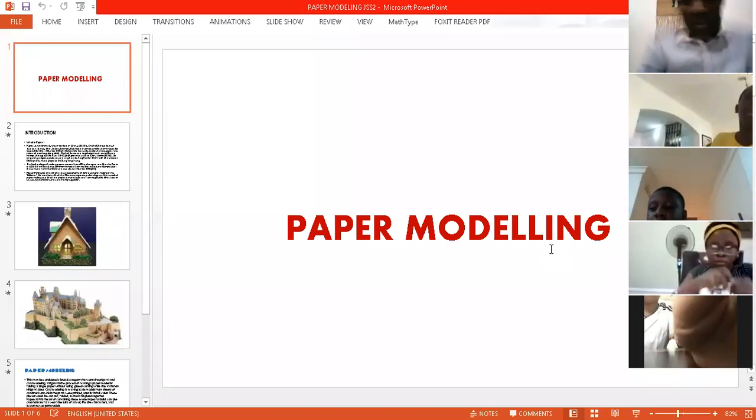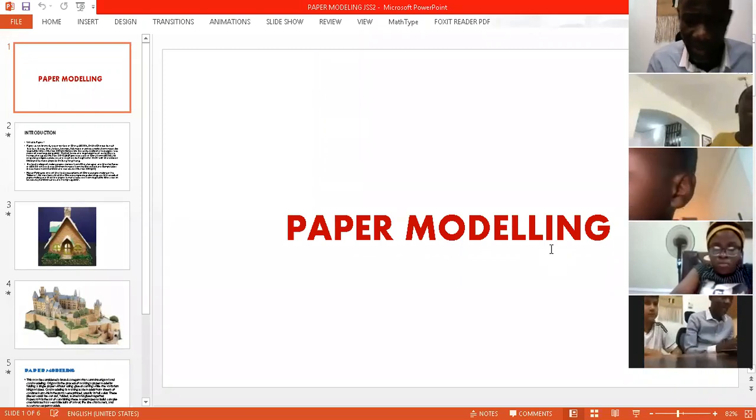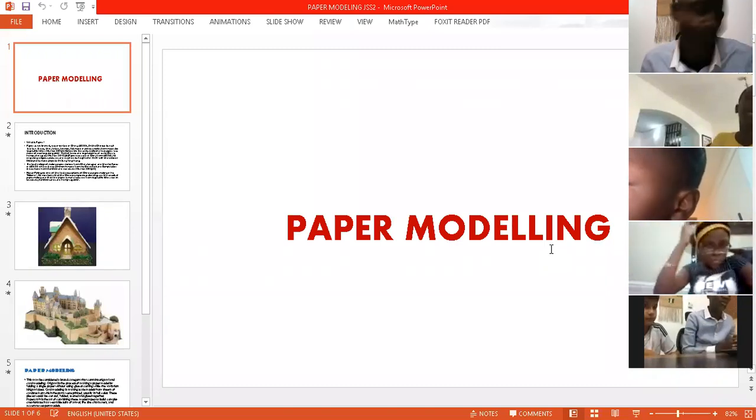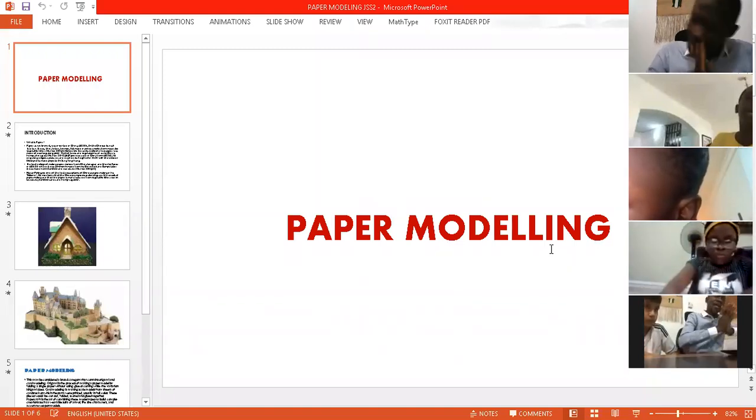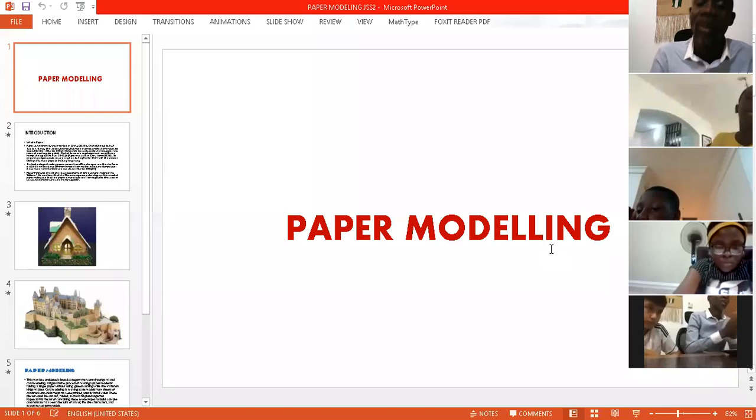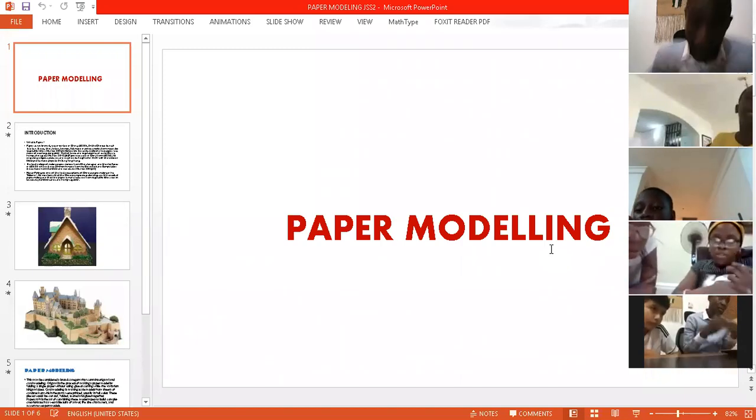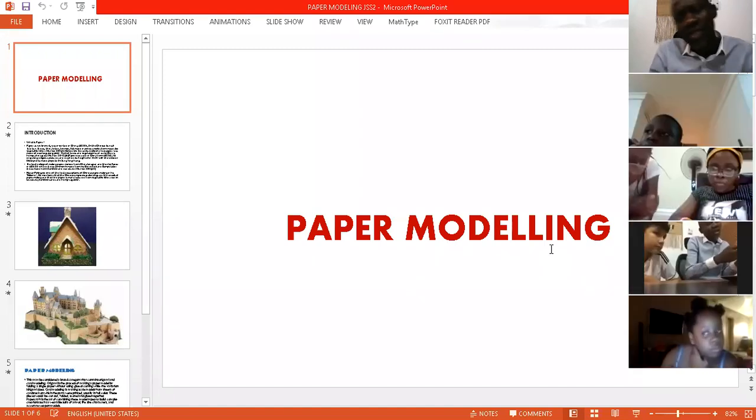Now, today, if you look around you, you will see that we have a lot of types of papers. We have Pelican, we have cardboard, we have thick carton paper. It's in a lot of forms, and these papers are all useful in a series of ways. But today, we'll be talking about how paper can be used for modeling. Paper was actually designed for writing, for keeping things, and for storing messages, especially secrets, in those days when the Chinese people designed it.